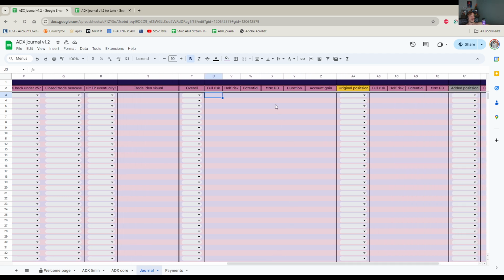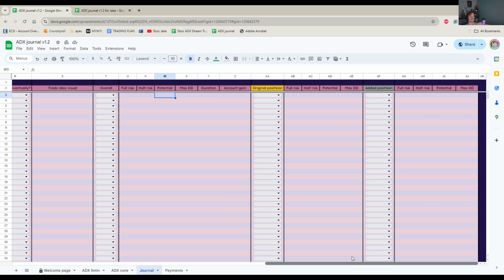How much was full risk for you? How much was half risk for you? The potential, the max DD that you're in, the duration of the trade, the account gain, how much you gained for that. You have your original position, and then we have our added positions for the same type of stuff: full risk, half risk, potential, max DD.